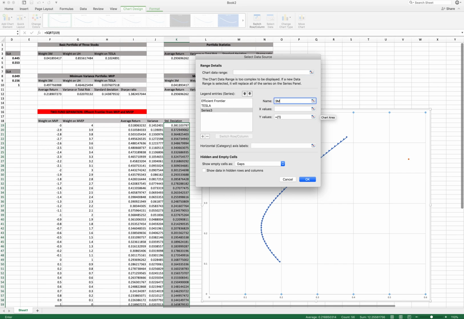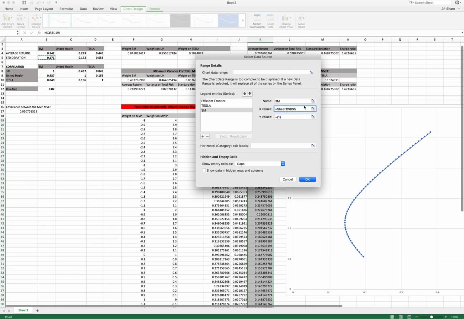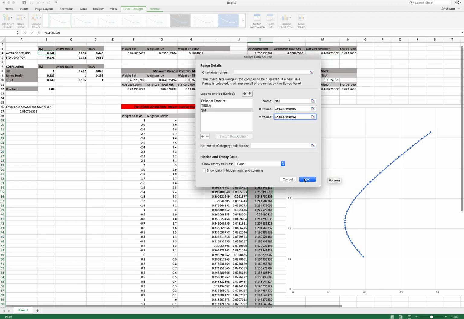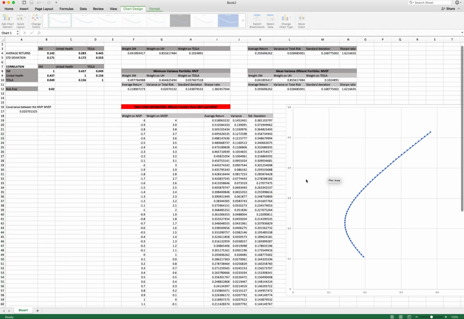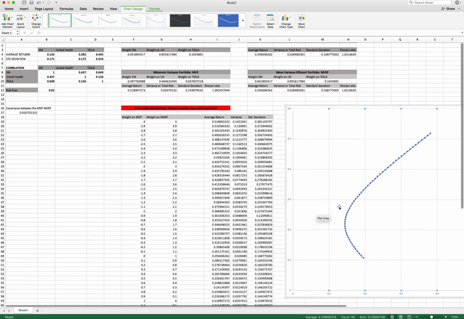Start with 3M. X value for 3M, 171. And 142. Okay, where is 3M? Oh, it's right here. Oof, it's really close. Close but not on it.